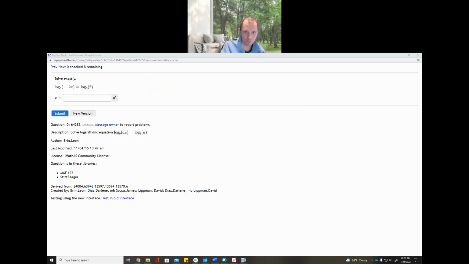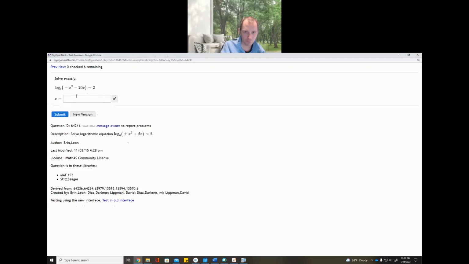Yeah, so I think for all of these, since the bases are the same, my exponential I can use to just wipe out the log function and just set the insides equal to each other.